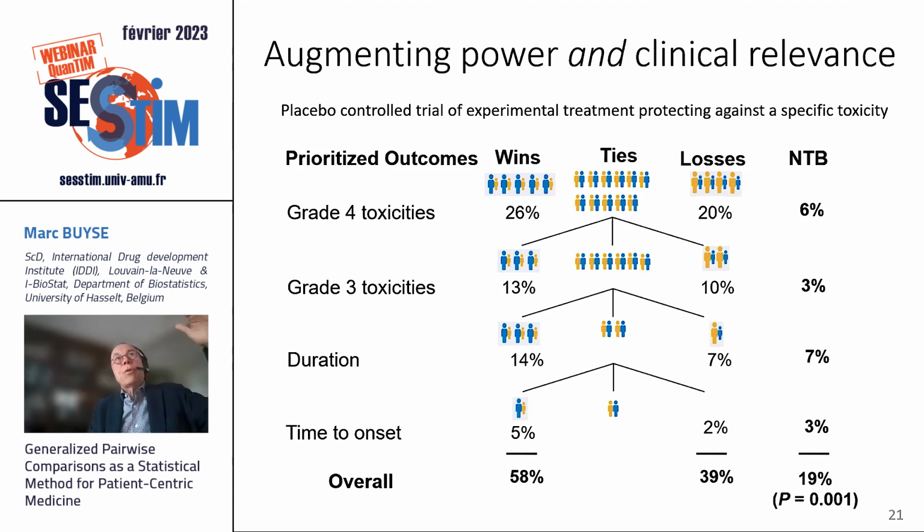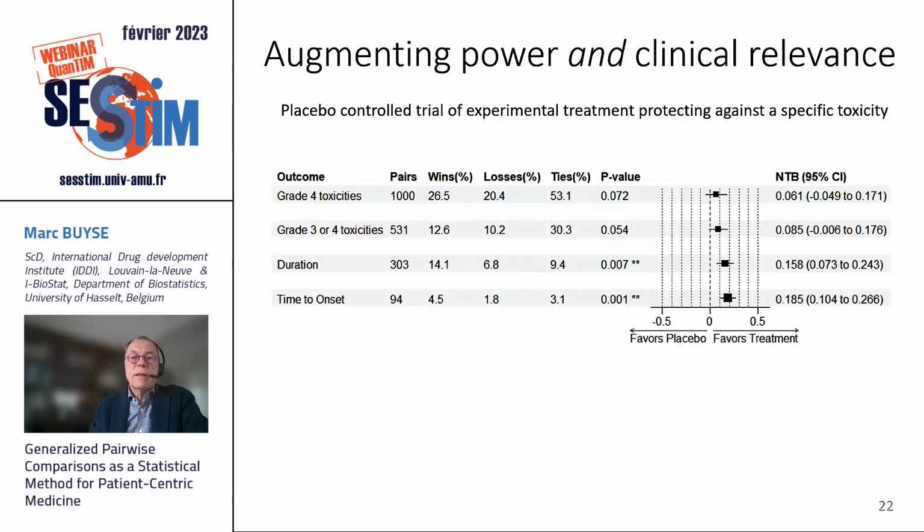Duration: for those patients who had a tie for grade 3 or grade 4, we then look at the duration. If two patients had grade 4, in which of the patients was the duration longer? Was it the treated patient or the control? And so that gives us a 7% net treatment benefit, and time to onset 3%. So the point of this slide is to show that the comparison of the incidence would be just something like this, 6 plus 3%. That's a 9% difference in toxicity rates. But if you look at the totality of the evidence, including duration and time to onset, you get to 19%. The next slide shows this a little more clearly.